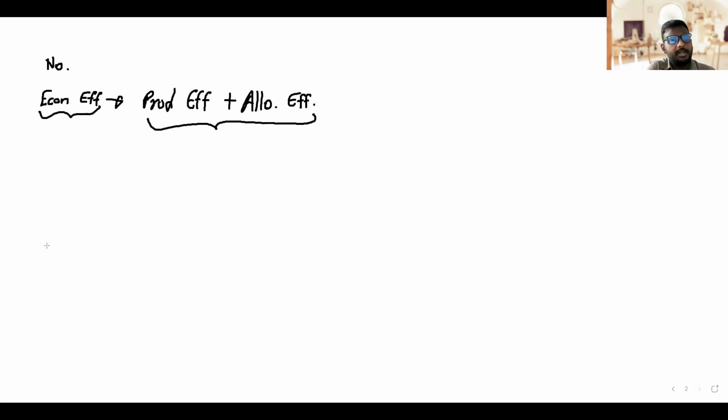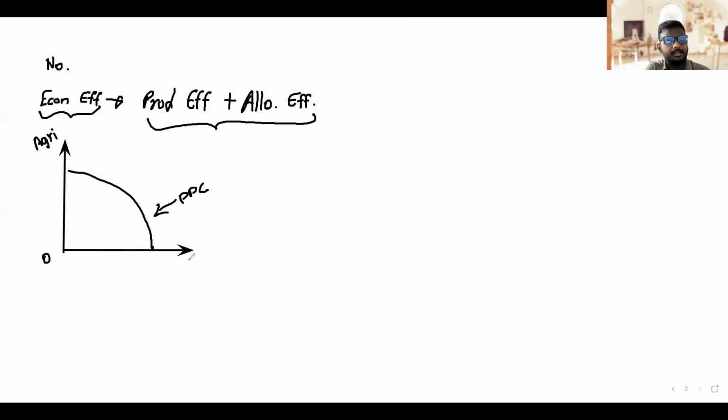Now, when it comes to a production possibilities curve, so you can see here we have a PPC now. Let's put agricultural products here and industrial products here. Now I'm marking a point here, here, here, and here. Let me call these points A, B, C, and D. Do you think at all 4 of these points we are achieving economic efficiency?